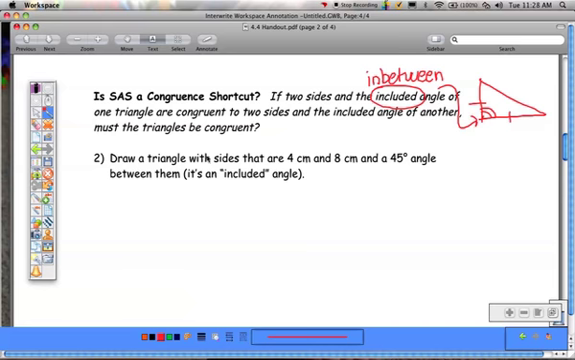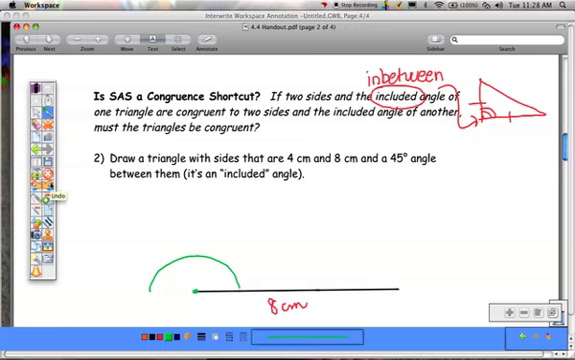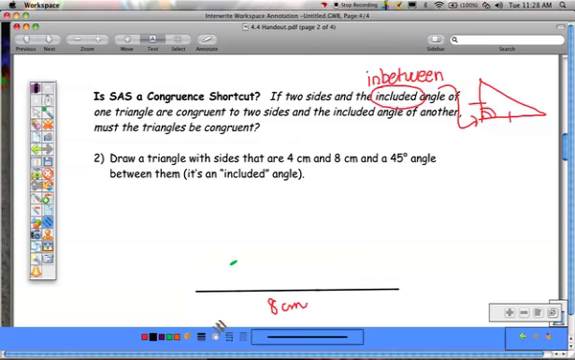All right, we're going to try drawing this triangle with sides that are 4 centimeters and 8 centimeters with a 45 degree angle between them. Okay, so to do that, let's start with an 8 centimeter side. So you'd measure that out. All right, you'd put your protractor right here and measure out 45 degrees. You'd remove your protractor, so you'd have your mark here, and then you'd measure out a 4 centimeter segment. So let's say this is 4 centimeters. And then go ahead and connect that last side. Okay. So here's your included angle, your 45 degrees. So we have side, angle, side.